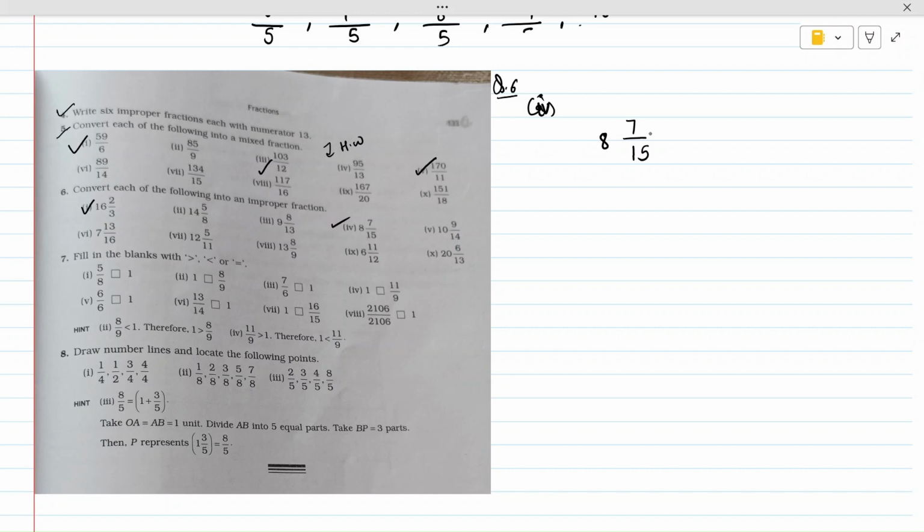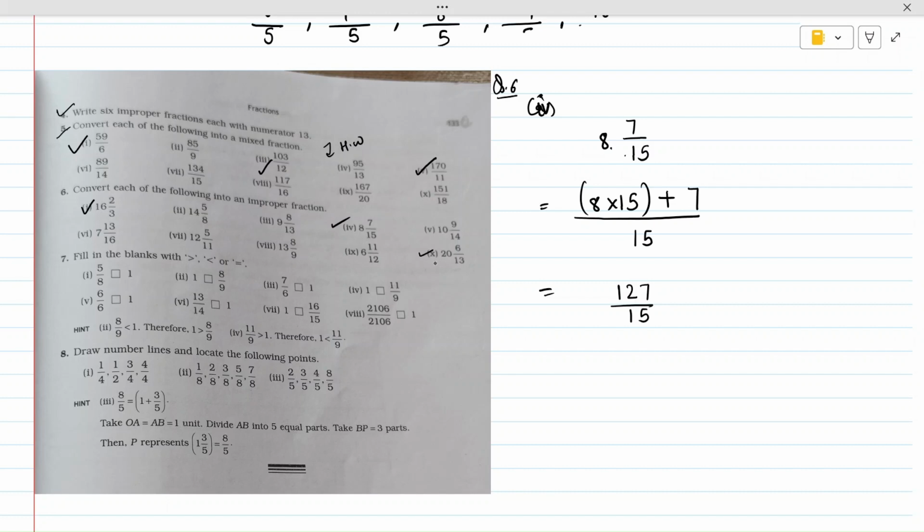That is, we can multiply 15 with 8 first. So I am writing this multiply by this, that is 8 multiplied by 15. To this add the remainder, that is 7, divided by the denominator remains the same, the divisor. Okay, so 15 into 8 is 120. 120 plus 7 is 127 with 15. Again, this is improper fraction, right?